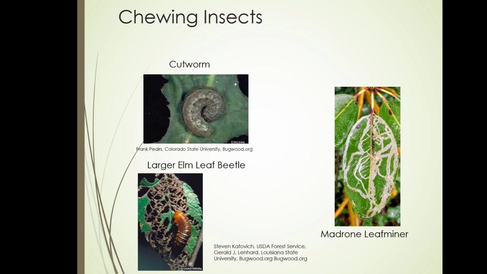Chewing insects, there's a lot of those too. Here we've got cutworm. We have larger elm leaf beetle, and the thing with beetles is both the adults and the larvae have chewing mouth parts, so they may be damaging different parts of the trees in their life cycle. And on the right here, we've got madrone leaf miner, and you may have seen this out there. It's a moth, but there's a caterpillar inside the leaf that causes these tunnels.